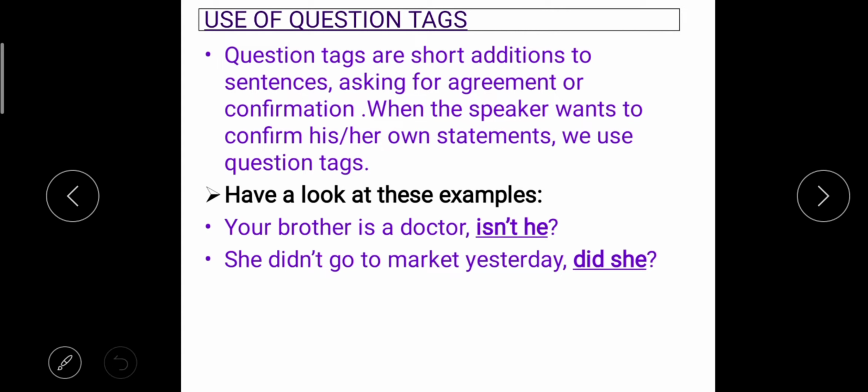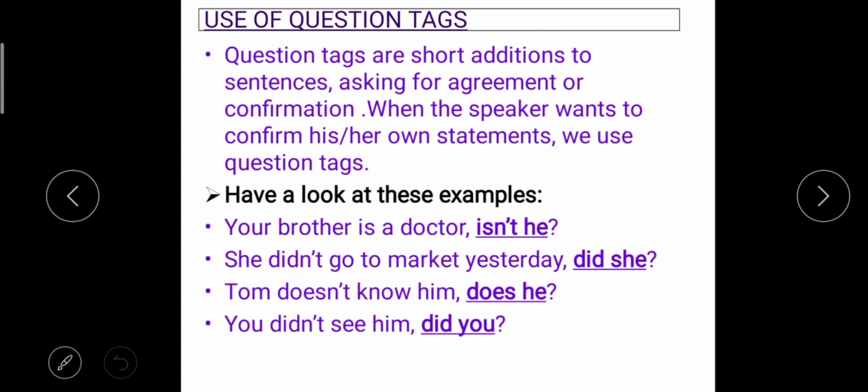Next one, she didn't go to market yesterday, did she? Same thing. When the speaker wants to confirm, when the speaker is not sure about his own statement, we use question tags. Tom doesn't know him, does he? You didn't see him, did you? This is the very easy way of using question tags, but there are certain rules for using question tags. How to use question tags? We will discuss these rules in this lecture.